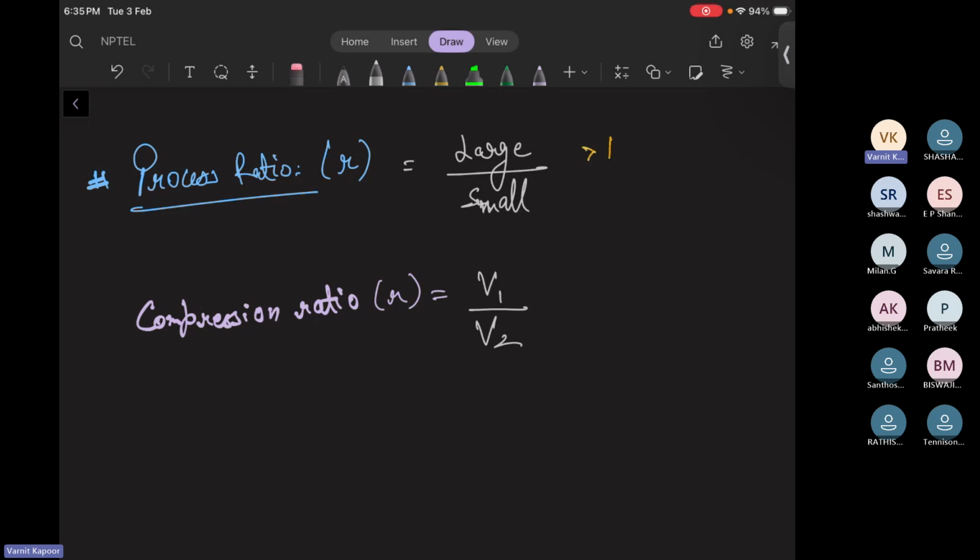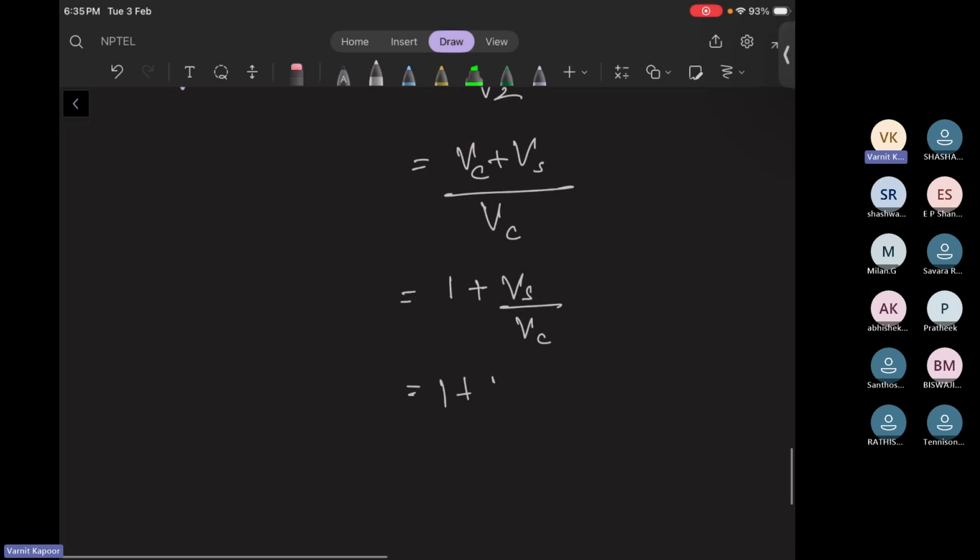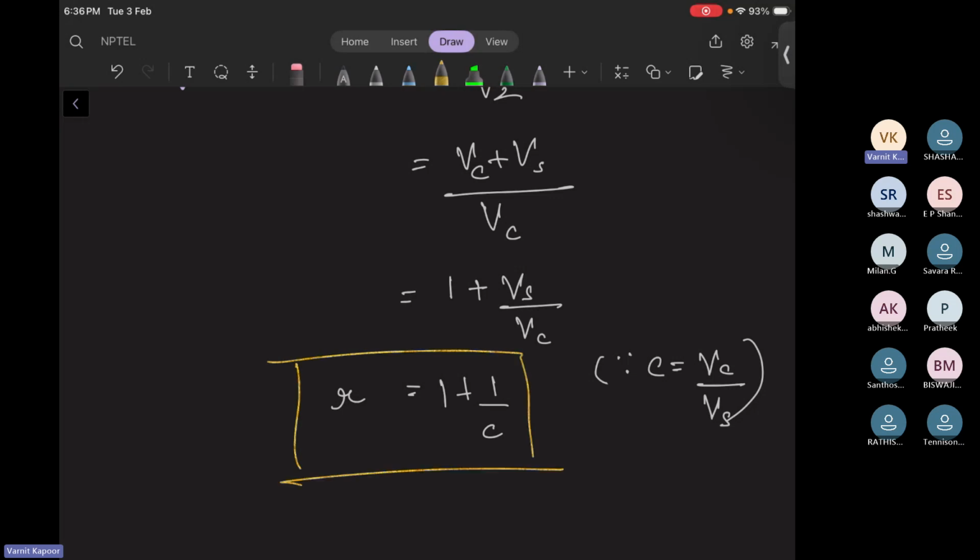V1 is nothing but Vc, that is your clearance volume plus swept volume. So it will be Vc plus V swept, and volume at point 2 was just the clearance volume. So we can divide by Vc: 1 plus Vs by Vc. And we know from the last lecture that Vc by Vs is your clearance ratio, so it will be 1 plus 1 by C, since C is your clearance ratio, V clearance to that of V swept. So your compression ratio is defined as 1 plus 1 by C for an Otto cycle. Any doubts?